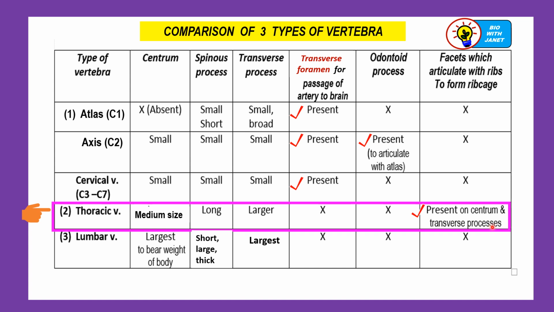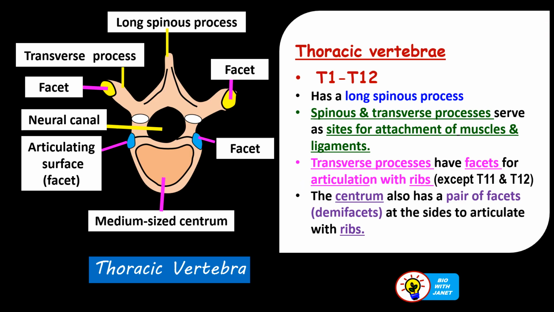So the facets, there are two pairs of facets. One pair of facets are present on the centrum, at the side of the centrum, and one pair of facets are present at the ends of the transverse processes. So all these facets are the smooth surfaces that form the joint with the ribs, as you will see later. Now, this is the structure of one thoracic vertebra.